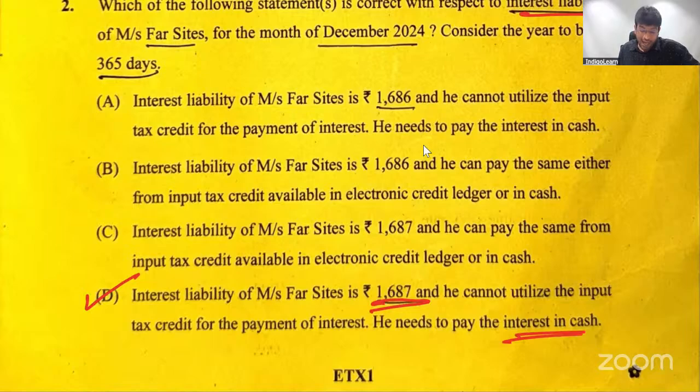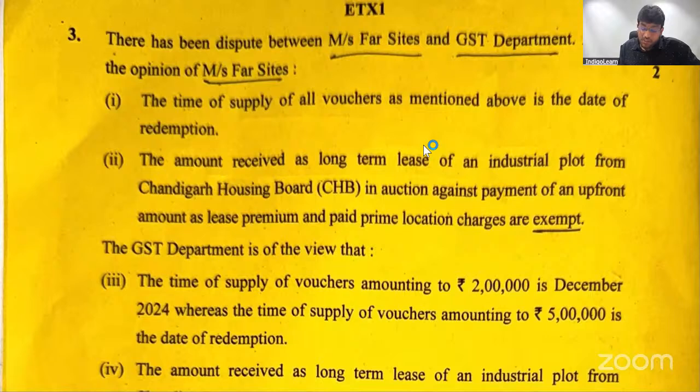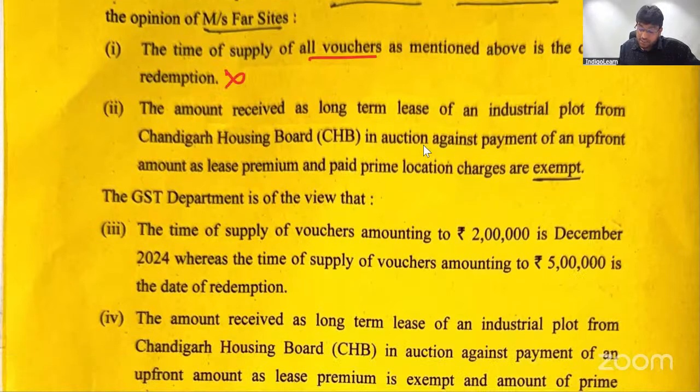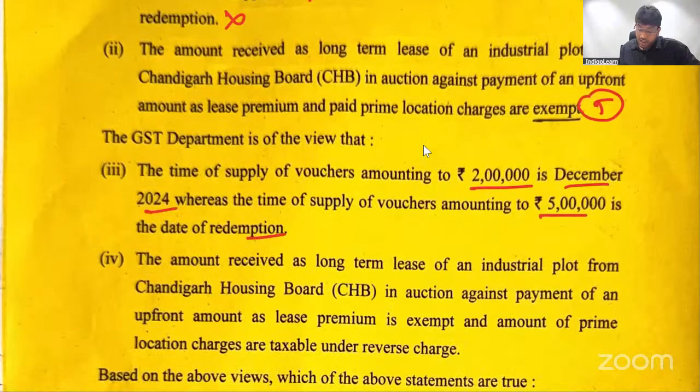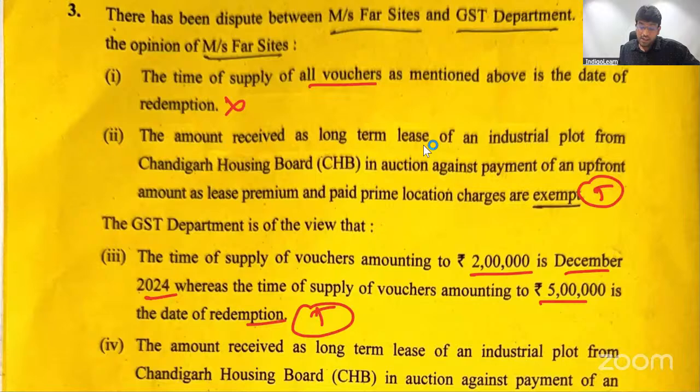And for the third bit, my dear friends, there is a dispute between them. The statement that the time of supply for all vouchers is redemption, false. Amount received for industrial plot is exempt. This is true. Time of supply for 2 lakhs is December, and for 5 lakhs is redemption. This is also true. And the statement that premium is exempt, location charges are taxable. This is false. So what is true is 2 and 3 are true.